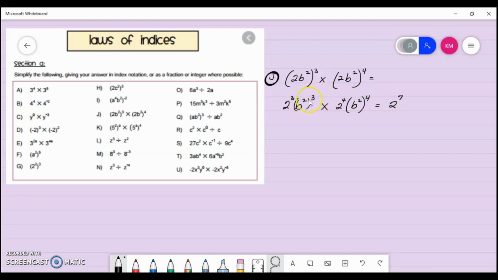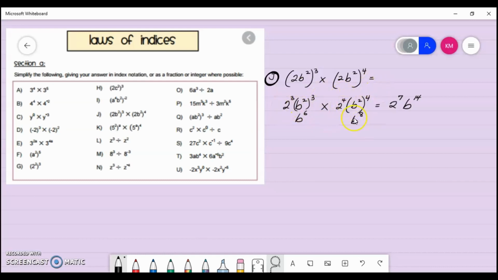And now we have here b raised to the power 3, and that is going to be b to the power 6. And here we have b raised to the power 4, and that is going to give us b to the power 8. And then now we are multiplying it, so we have to add our powers. So we are going to get here now b to the power of 14.